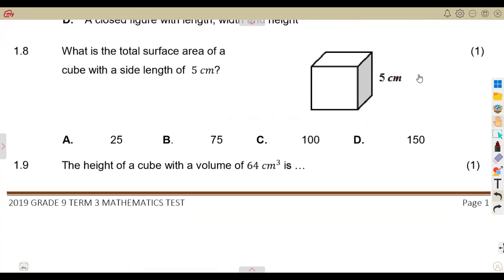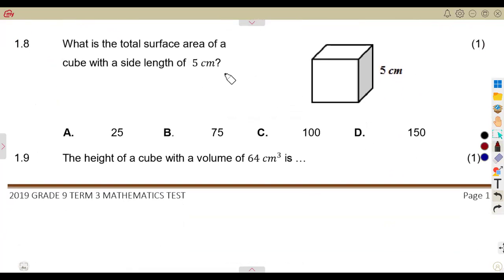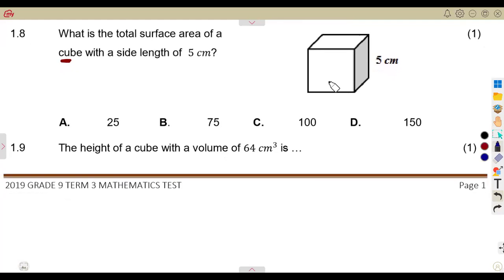1.8, what is the total surface area? This is a cube. All right, this part is actually supposed to be term 3 according to the change of the syllabus. You are supposed to have this in your term 4, where you work with measurement, where you talk of these volumes, areas, this and that.